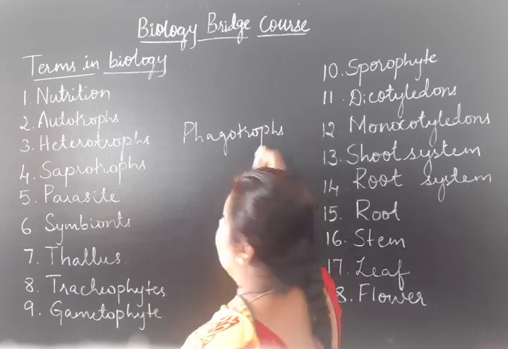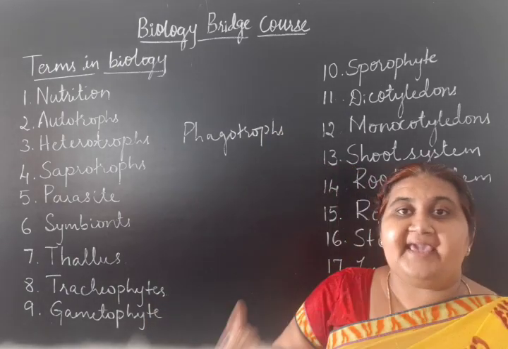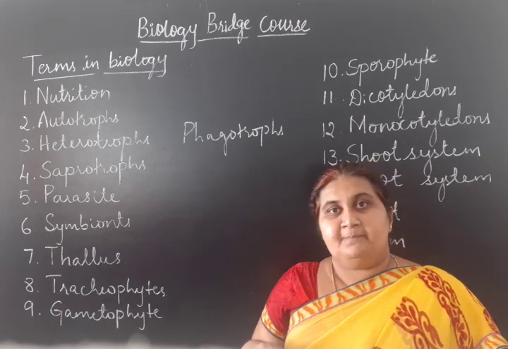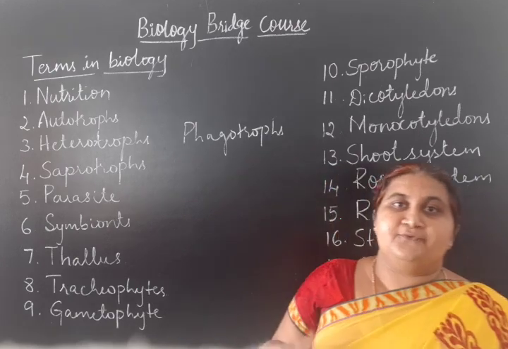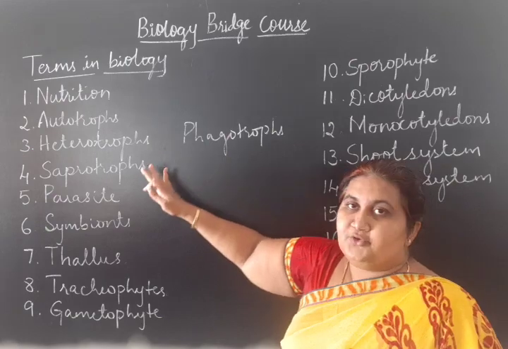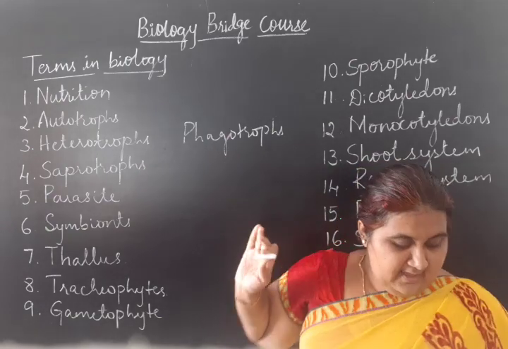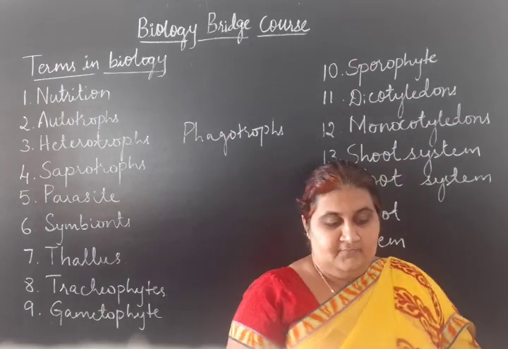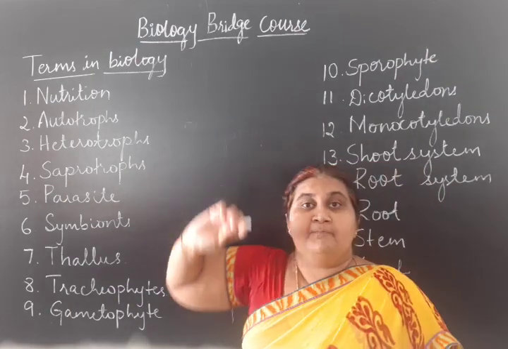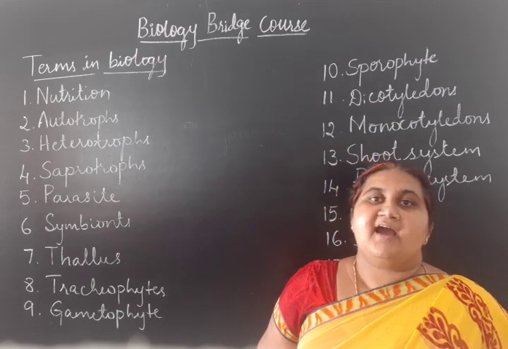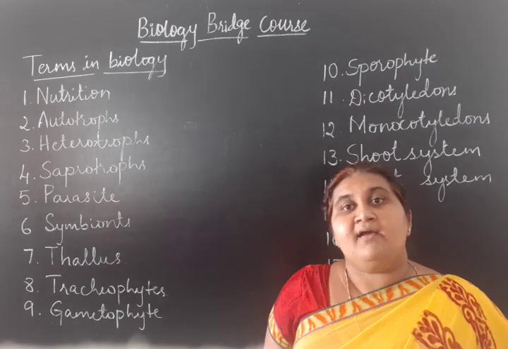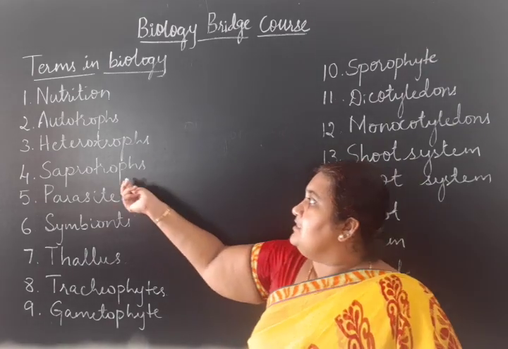Heterotrophs include animals, also known as phagotrophs. Phagin means to engulf complex food. So, we take in a complex food, then we chew the food within the mouth. Heterotrophs, consumers or phagotrophs. Heterotrophs include herbivores as well as carnivores.